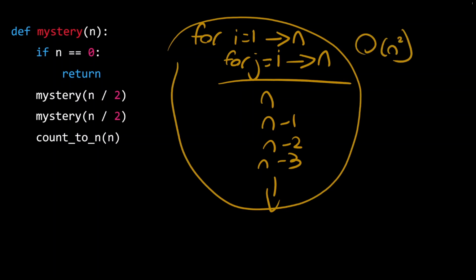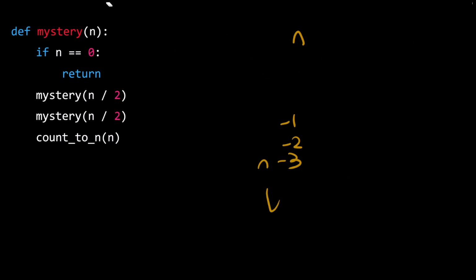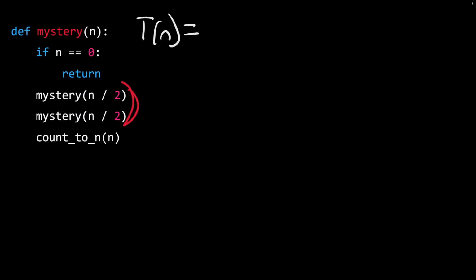So that's the same mentality that we're going to be using here for the amount of work done each iteration. So how can we begin to write this recurrence relation? We know we have two recurrences right here. So we know that's going to be 2.